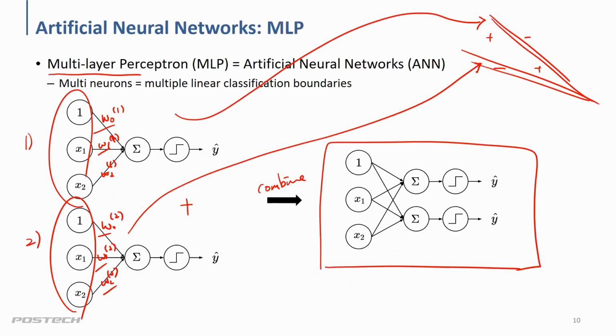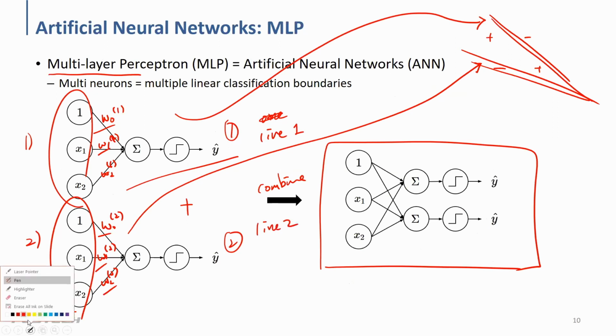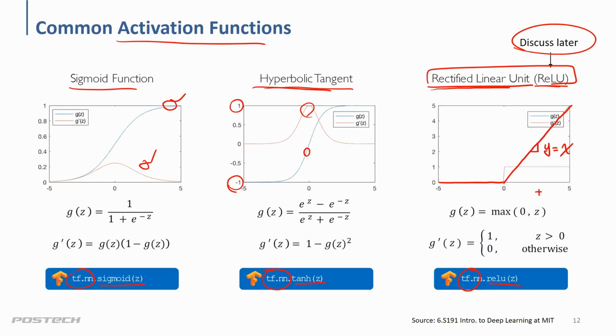So if you buy the second idea, by looking at this one, it's just one line, line 1, and this is line 2, another line. So this is how we combine them together. And you don't have to use sigmoid functions for nonlinear activation functions. There are many different options, and here is a sigmoid or the hyperbolic tangent, and the most famous one nowadays is ReLU, rectified linear units.